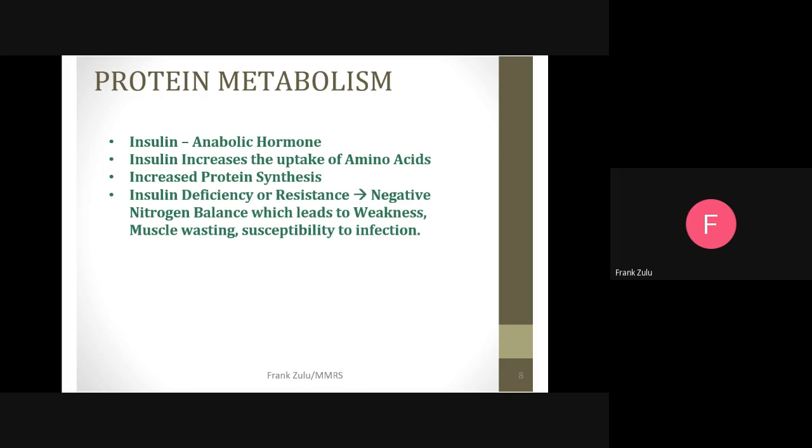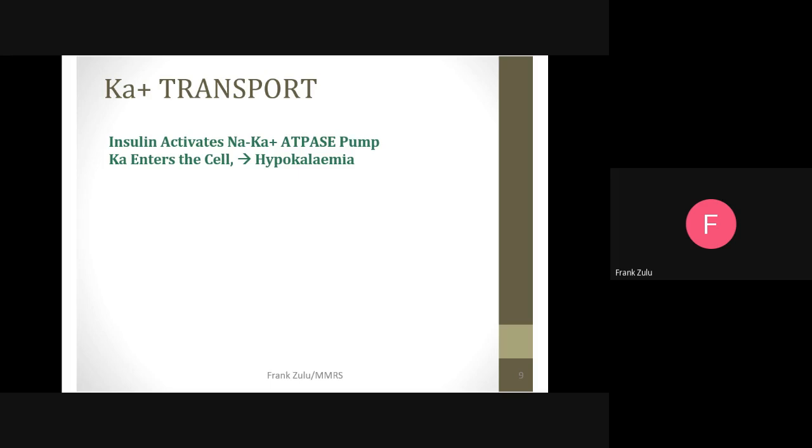There's another one, the last physiology, that is very important, because that is why we're now linking it to the renal. Okay, insulin has an effect on the sodium potassium transporter. Whenever there is insulin, this sodium potassium ATPase pump is activated. And whenever it is activated, you know what it does. Okay, sodium out, potassium in.